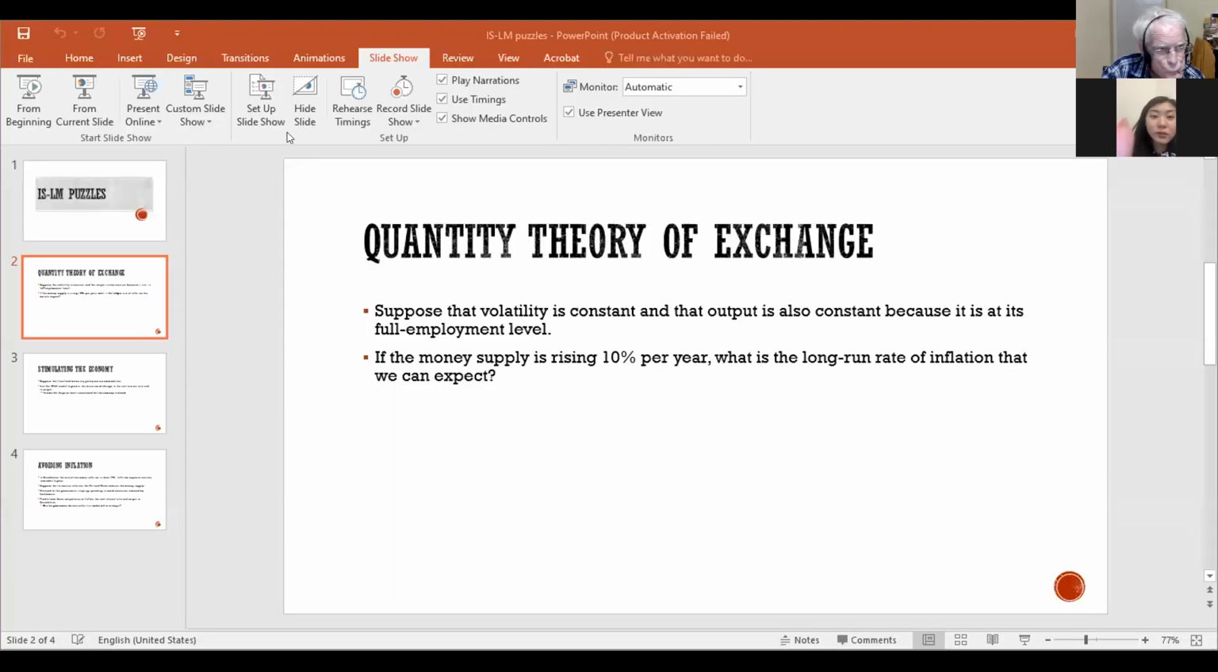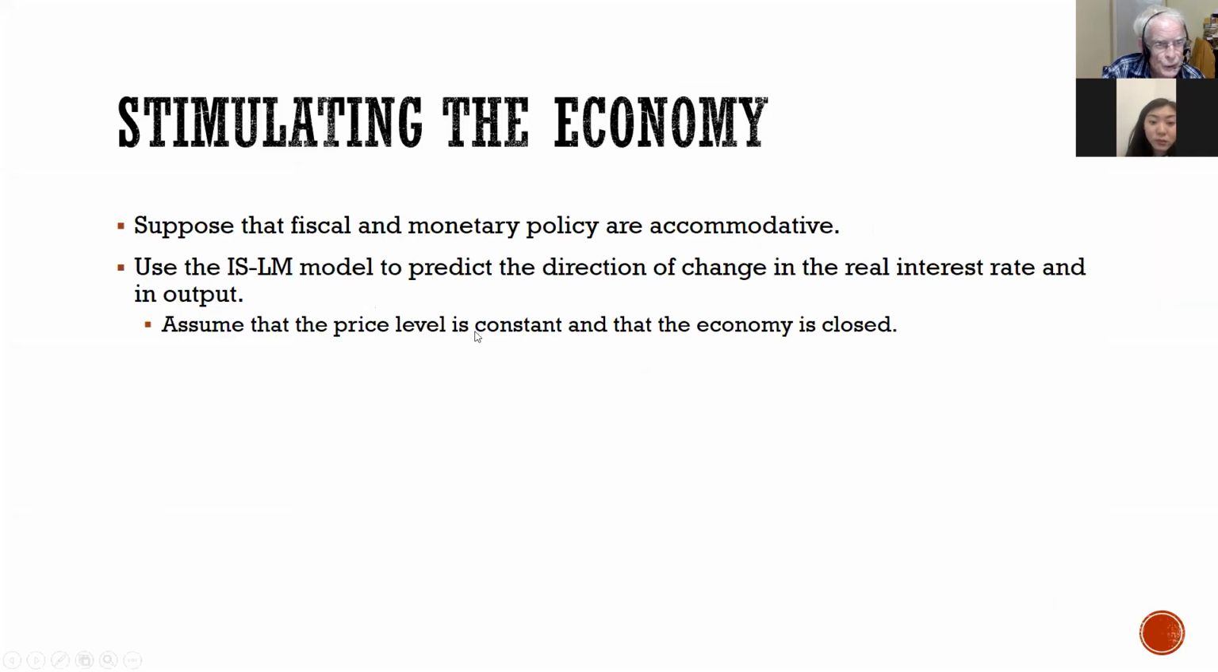Well, let's see. Here is the problem. Can you see the slide? Yes. Okay.